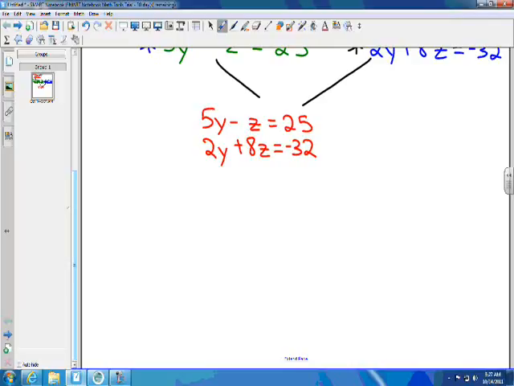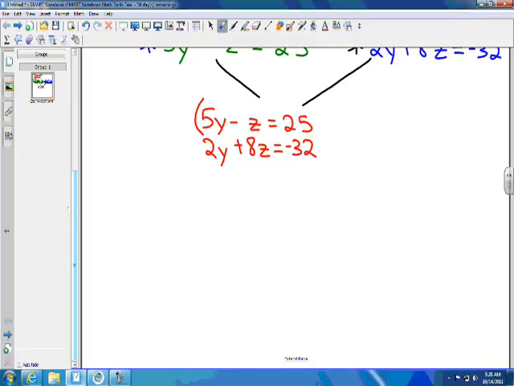So are either one of our y's or z's already the same? No. So you just have to pick one and try to get them to be the same. Let's eliminate the y's. If we're eliminating the y's, what do we have to multiply the top one by? 2. So we need to get these to both be 10. So by the way, at this point, we're back to section 3.2, right? That's what we did in section 3.2.